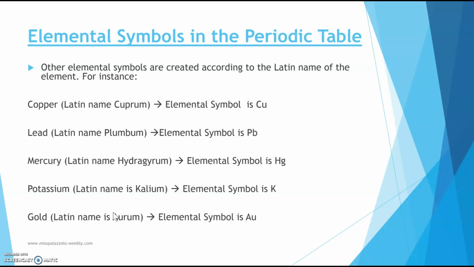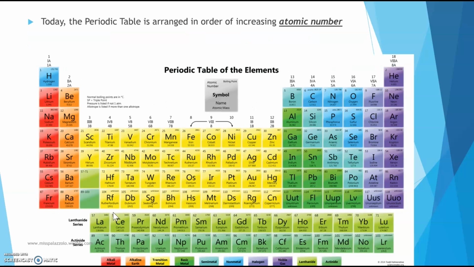So Dmitri Mendeleev arranged his periodic table according to atomic mass. Today, the periodic table is arranged in order of increasing atomic number, and it's still growing. So of the 118 elements that we know of, there could still be more out there.